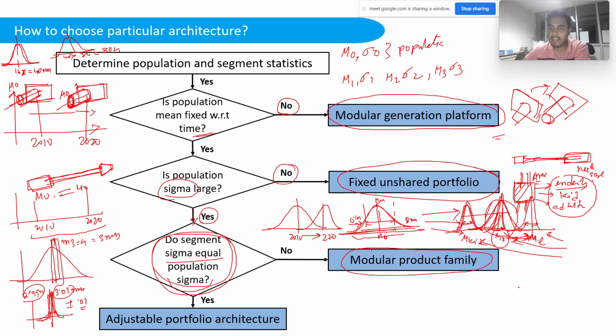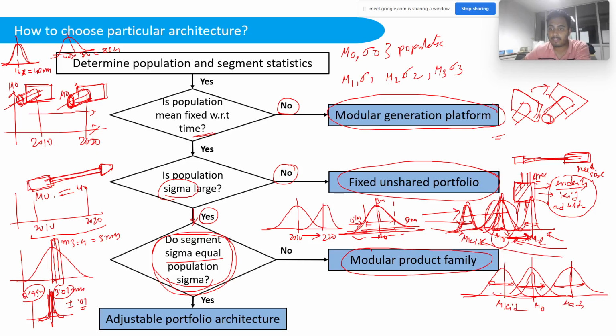Okay, say the population variance has that much width, and the adult variance also has that much width, and your kid also has that much width. That means a single particular design will not fulfill different customers. Although the population mean, by adding and dividing by 3, gives you the same mu naught, this is mu kid, this is mu adult.